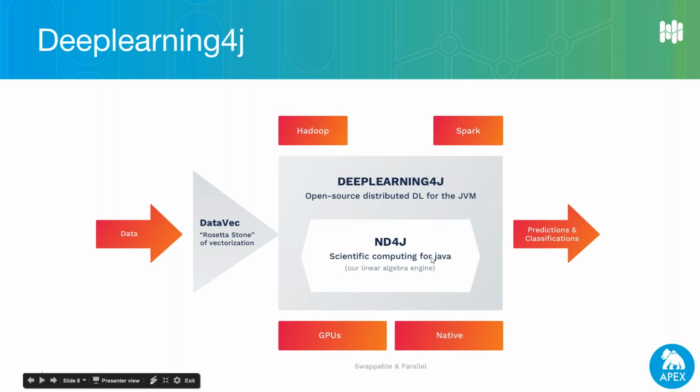So ND4J is the scientific computing library where all your algorithmic computations happen, which are required to run the algorithms. This library is written in native code, and they use JavaCPP to interface. They claim that it is even faster than NumPy, which is in Python. They say it's almost twice as fast as Python.